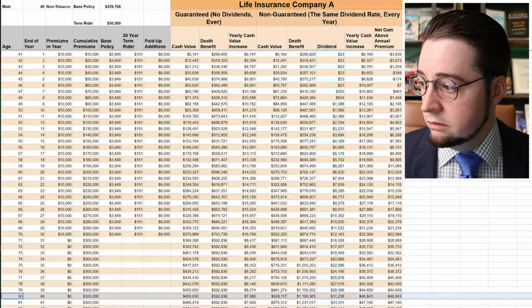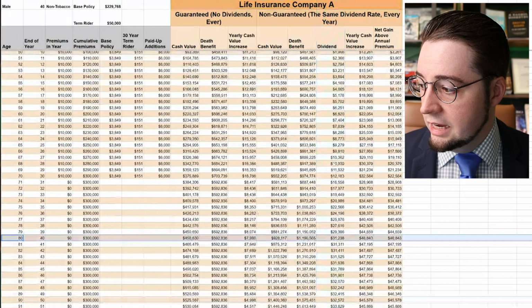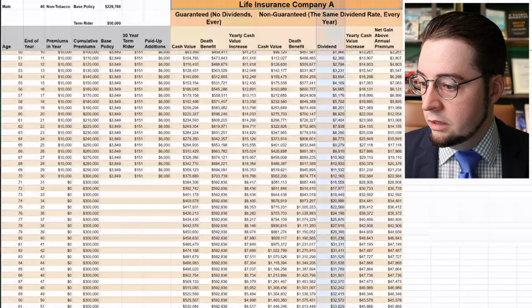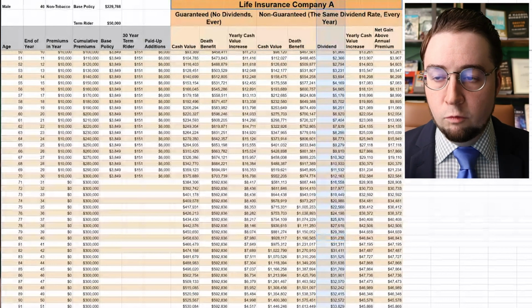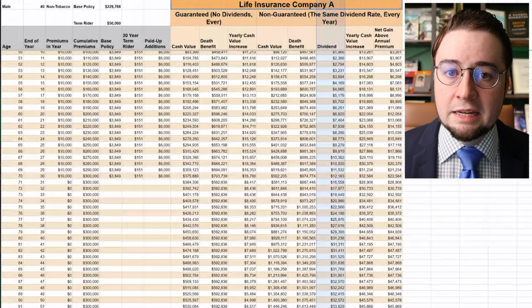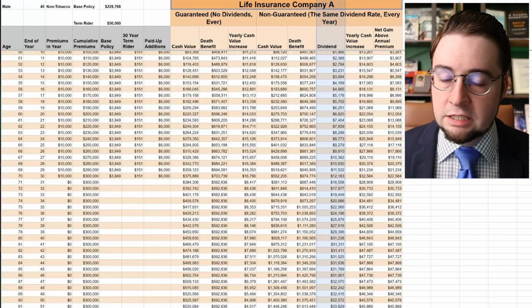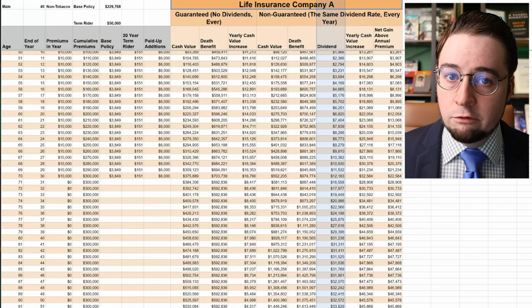Now, their dividend is not the same thing as their increase in cash value. The dividend down here at, let's say, age 80 is $31,238. Again, with all the assumptions that are baked into this, which is to say the dividend rate is the same every single year.